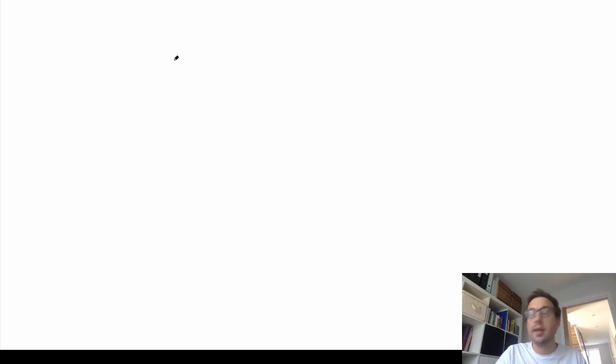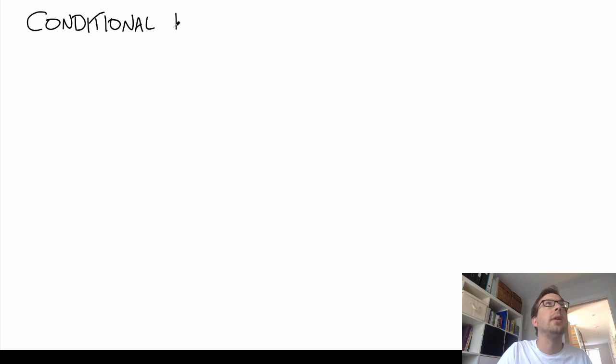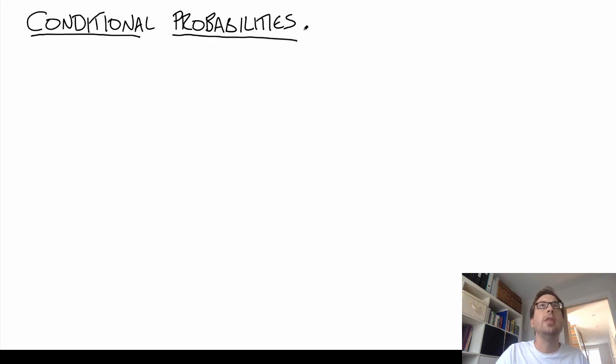Right, so the next thing I'd like to discuss is conditional probabilities. This is the idea when you know that something has happened and you want to account for what the probability of something else happening is. So first I'll talk about this at a little bit of a high level.